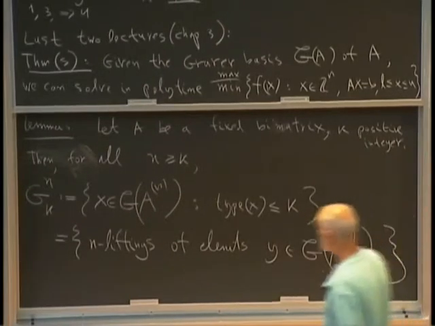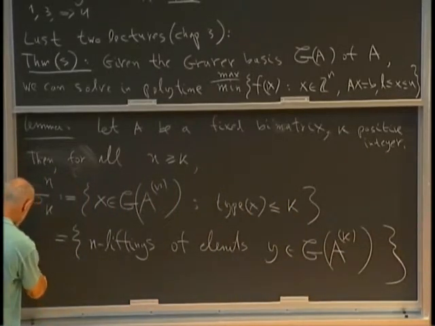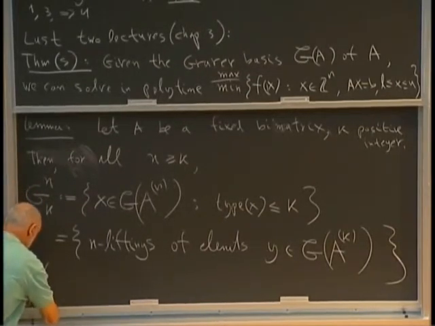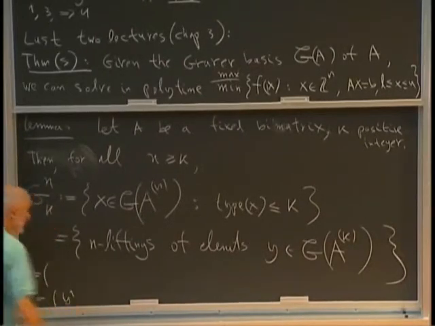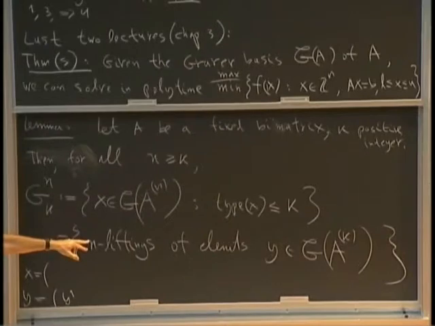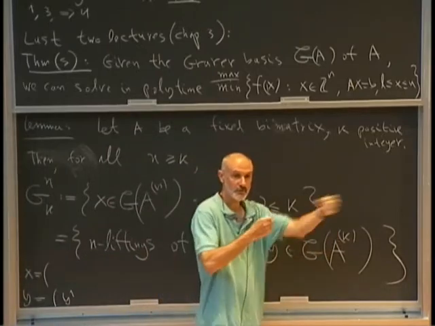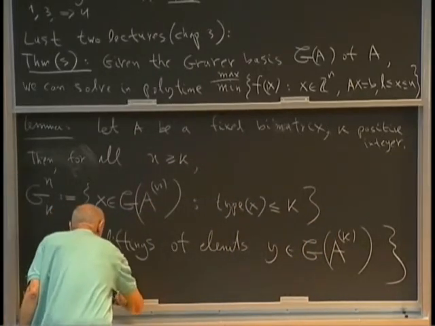And then n-lifting is something very simple. So what is an n-lifting? K is less than or equal to n. So what do I mean? I mean the following thing. This is X, and it has some bricks, and this is y. So how many bricks has y? K, right? It's in the Graver basis of the k-fold product, so it has k bricks. So let's call them y1, y2 up to yk.